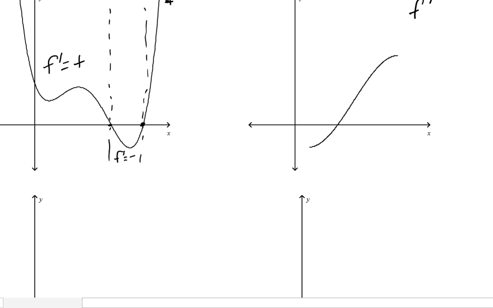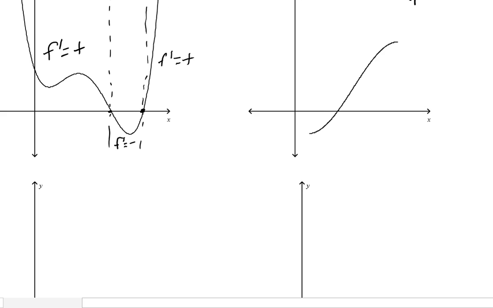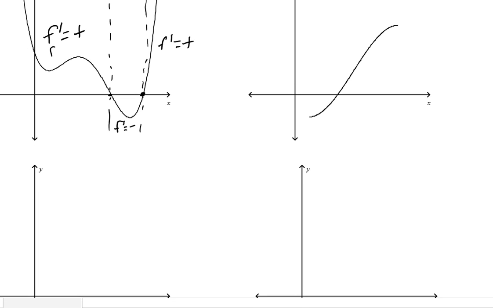Which means my original function must be increasing, and then here my original function must be decreasing, and then here it's increasing again. So if we want to draw that, since it's changing from increasing to decreasing, there's going to be a maximum here, and there's going to be a minimum here, because it's going to change from decreasing to increasing.